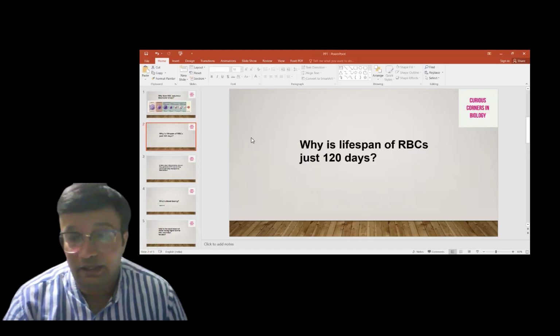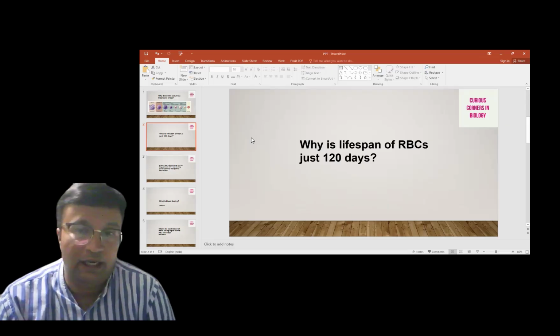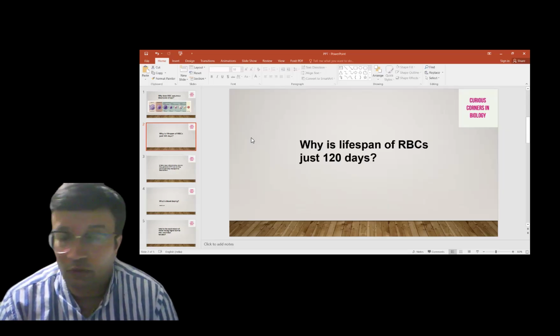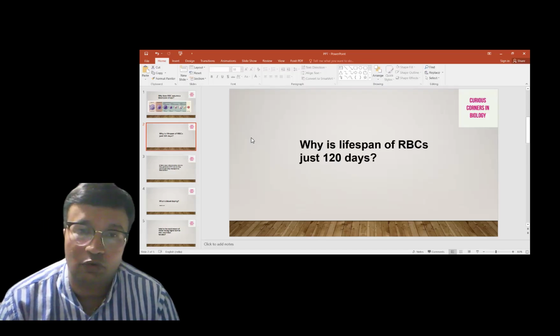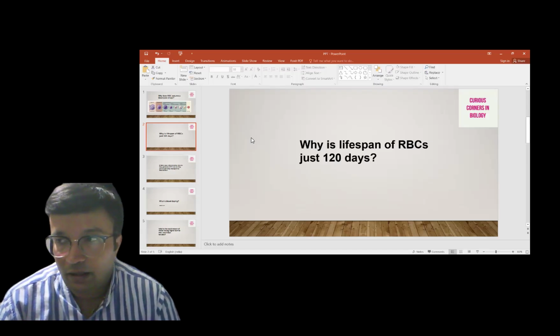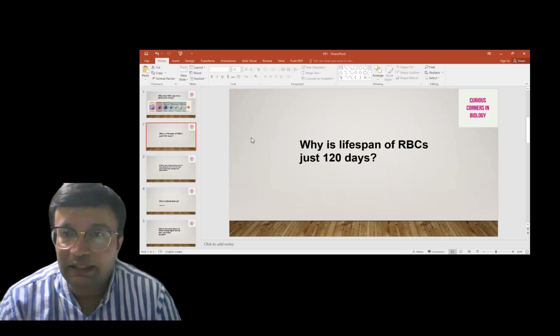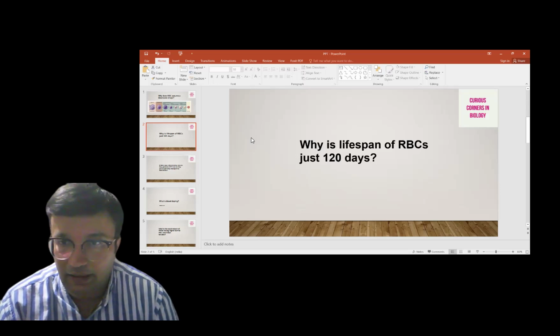The next interesting question is that you might have read in much of the literature that the lifespan of RBCs is just 120 days. Why so? Why is it fixed to only 120 days? So the answer is simple. First of all, RBCs are cells without nucleus and without any cell organelles.